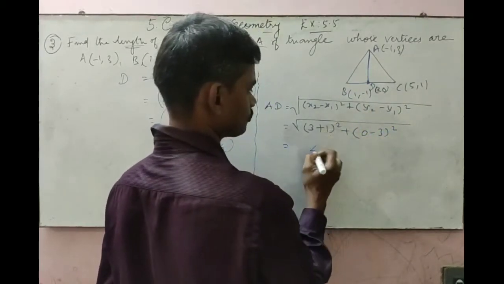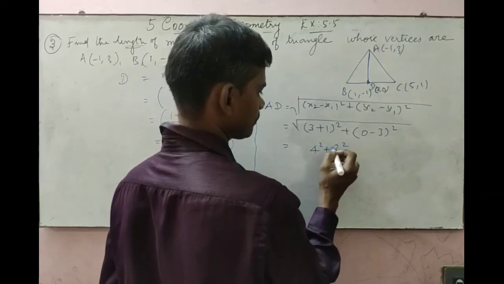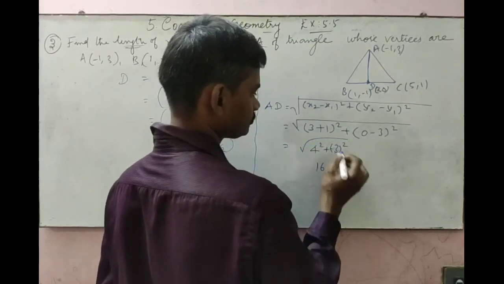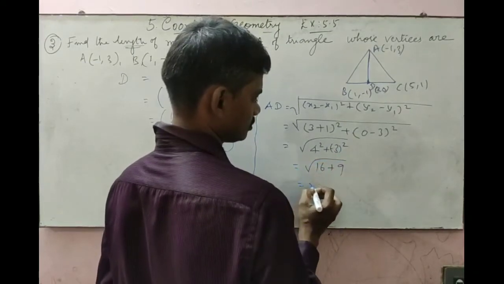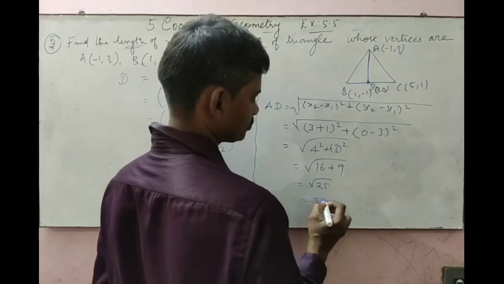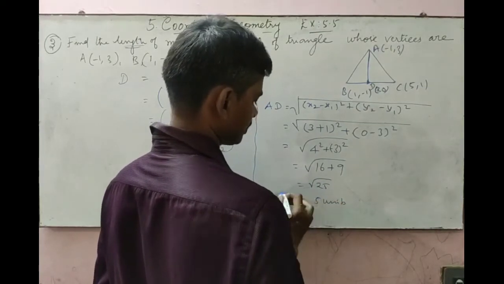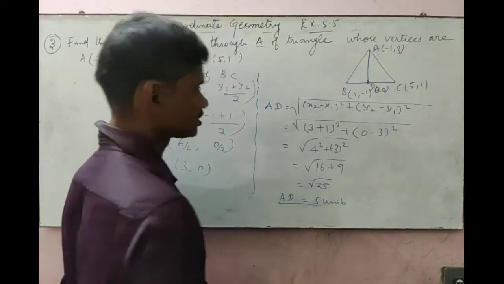So 3 plus 1 is 4, 4 square plus (-3) square. 4 square gives 16. 3 square is 9. In total you will get 25. So the answer is 5 units. So the length of the median AD is 5 units.